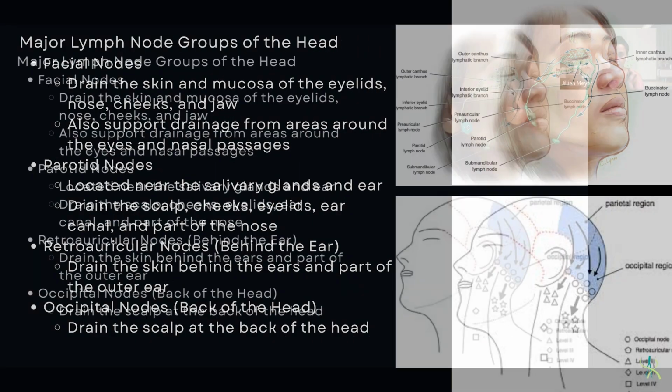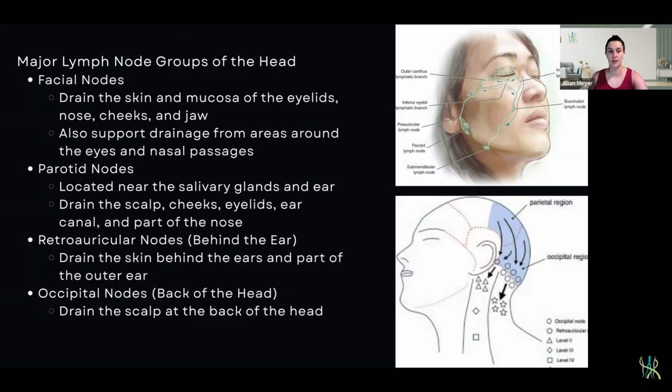We have the retroauricular, meaning ear. So retro means behind, pre-auricular means before, and peri means around, like perimenopause, right? We're around the age of menopause. So periauricular lymph nodes. So there's a lot of lymph nodes near the ears. And then we have the occipital region in the backside of the head. So those are the head lymph node groups.